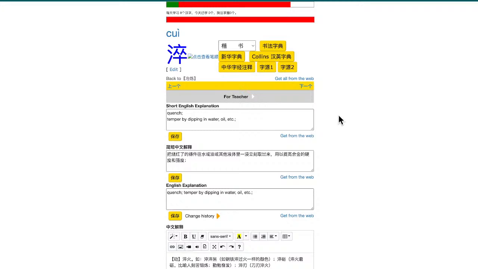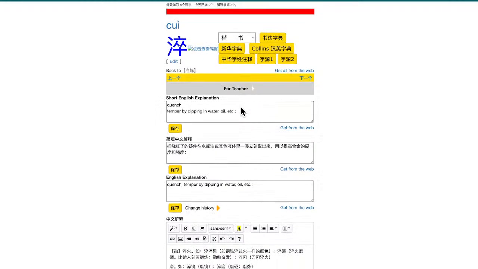脆 is to quench or temper by dipping in water or oil. It's a metal processing method. You basically heat up the metal really hot, red hot, and then quickly dip it into oil or water to cool down very fast. In that way the microstructure of the metal will change, and it will change the characteristics of the metal, usually making the metal harder. So this type of process is called 脆.